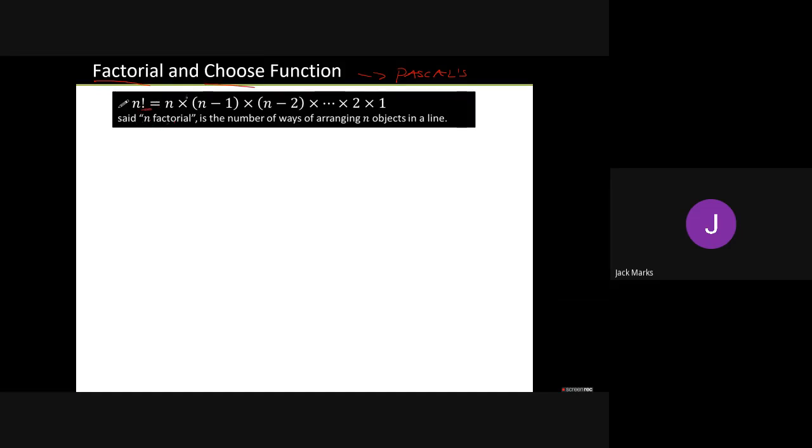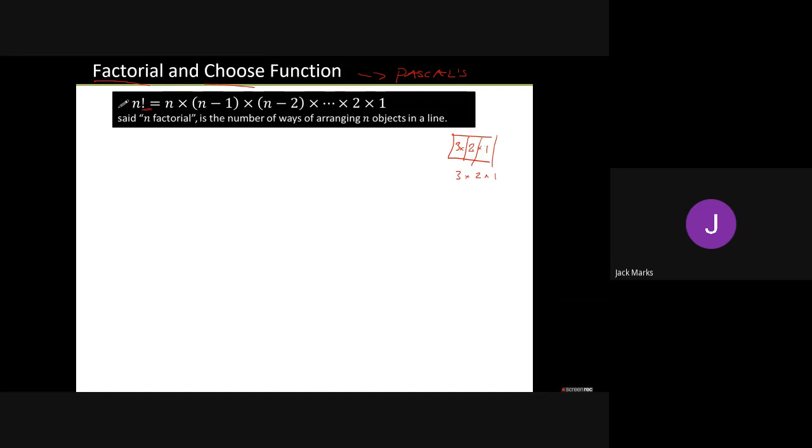This is called n factorial, and it's the number of ways of arranging n objects in a line. Let me give you an example. If you had a flag and you had 3 colors, what are all the possible variations that you could have? Well, you've got 3 choices for the first panel, then you'd have 2 colors left after that, and then you'd have 1 left after that. What you actually do is multiply these together, so it's 3 times 2 times 1.